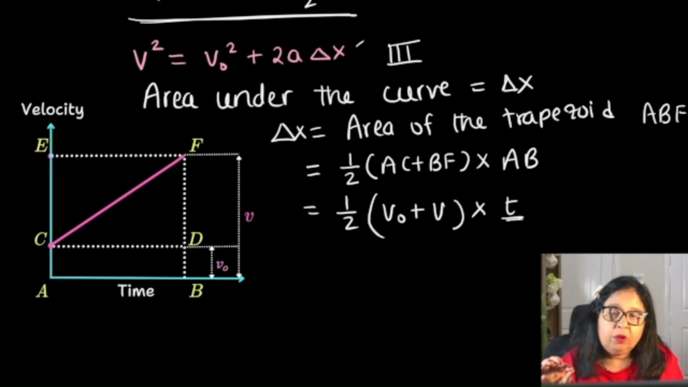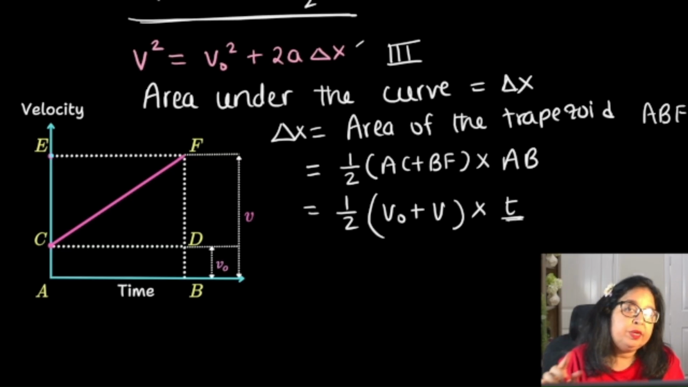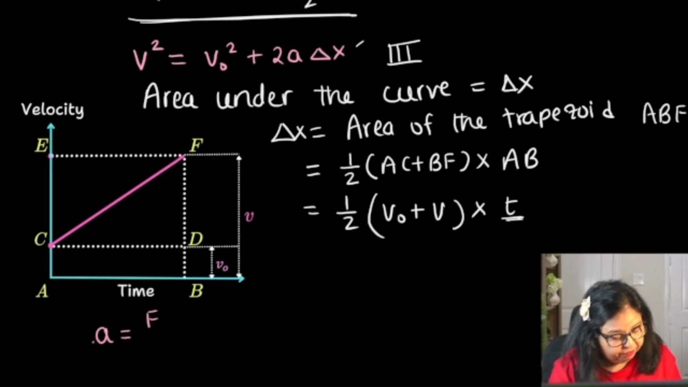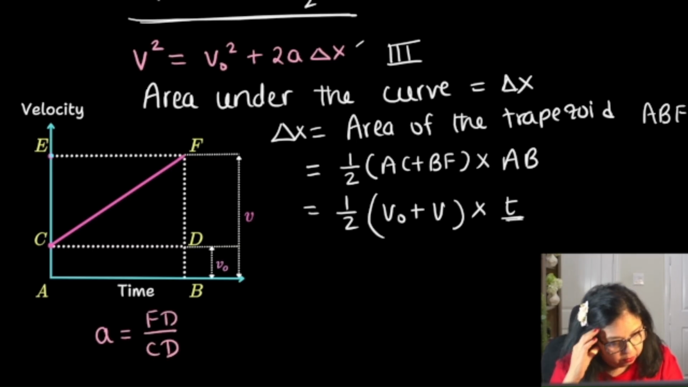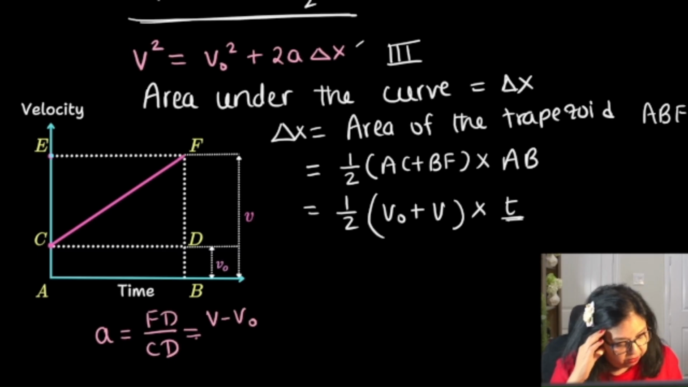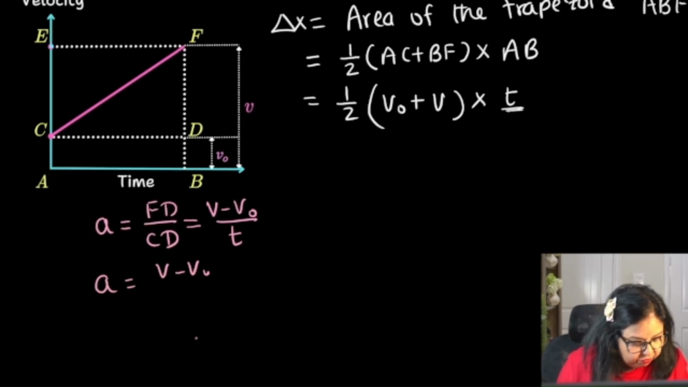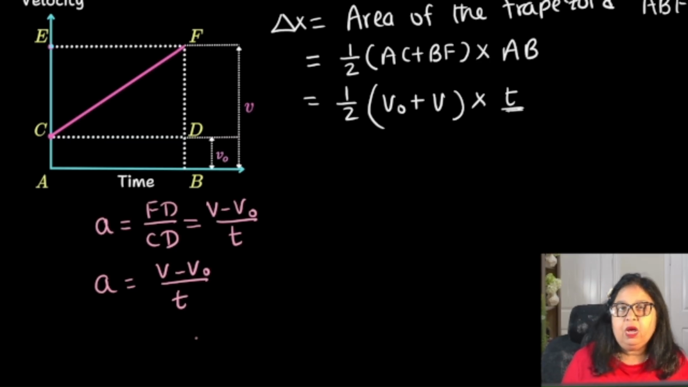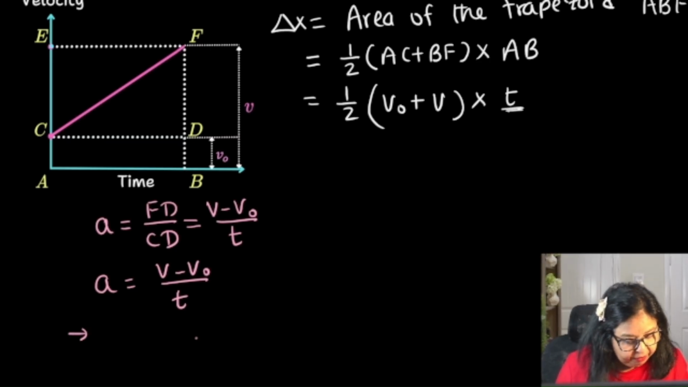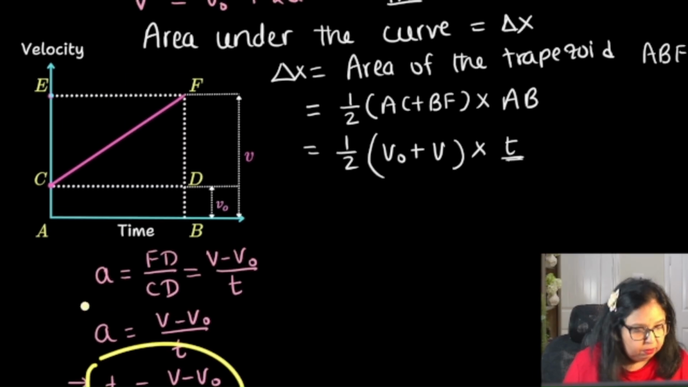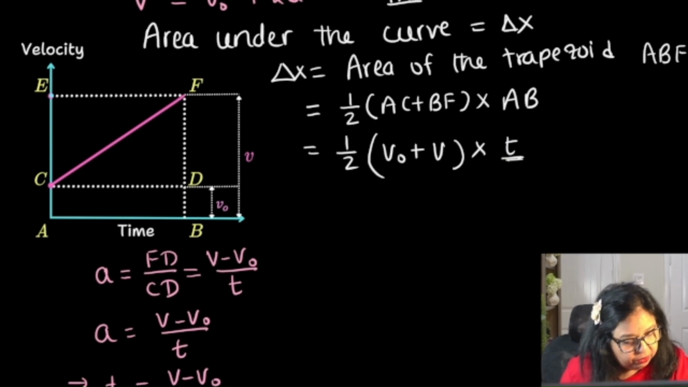We know that the slope of the line CF equals the acceleration of the motion. So here we go, the slope equals the acceleration, and slope equals FD divided by CD. Now we know that FD equals FB minus DB, which is V minus V naught, divided by CD, which is time. So we have here A equals V minus V naught over T. Well, this is basically how we derived our first equation. We can write this as T equal to V minus V naught divided by A. We're going to substitute this value of time for this T over here. Let's go ahead and do that and see what we get.